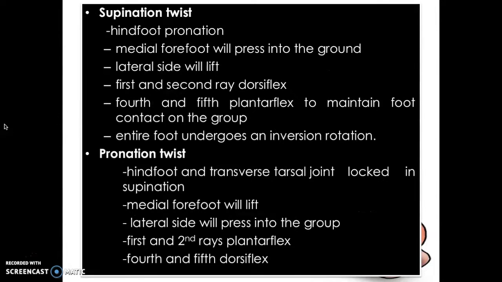Tapos, next slide. Supination twist. So, during hindfoot pronation, the medial forefoot will press into the ground and the lateral side will lift, and the first and second ray dorsiflex while the fourth and fifth plantar flex in order to maintain foot contact on the ground, and the entire foot undergoes inversion rotation. So, pronation twist, opposite lang nun.